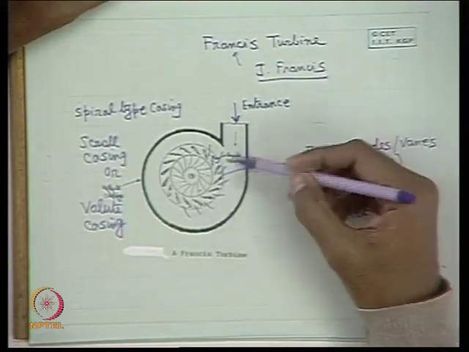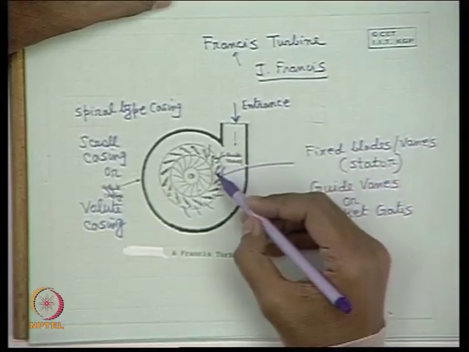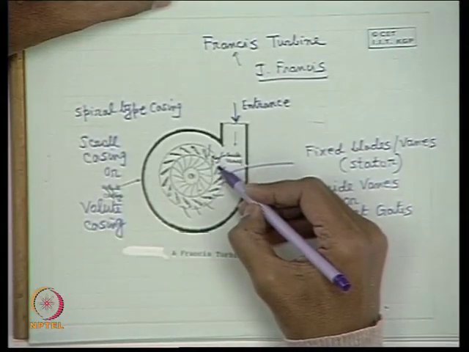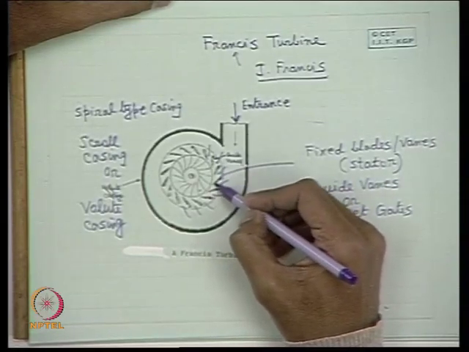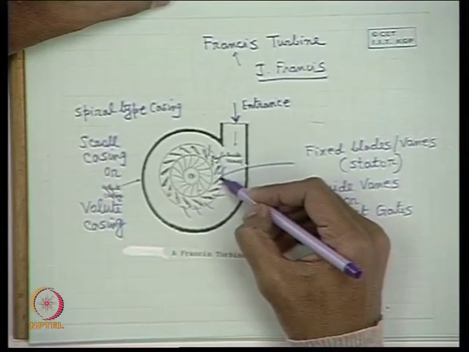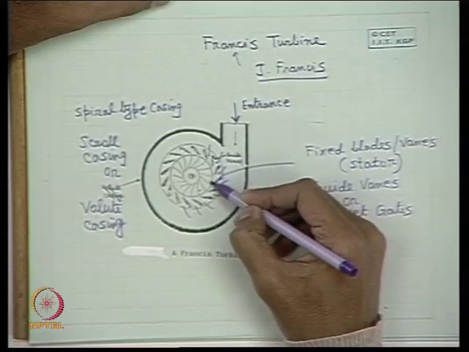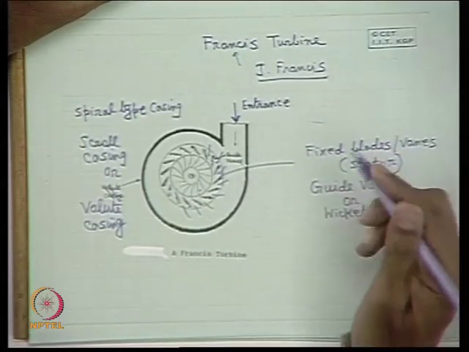I will come afterwards to the function of each and every component. Before that, let me tell you what the components are. These are fixed blades, pivoted at those points, so they are usually fixed for particular operating conditions, but they can be swiveled about this pivotal point to regulate the flow through these guide vanes in case of governing of turbines, which will come afterwards.